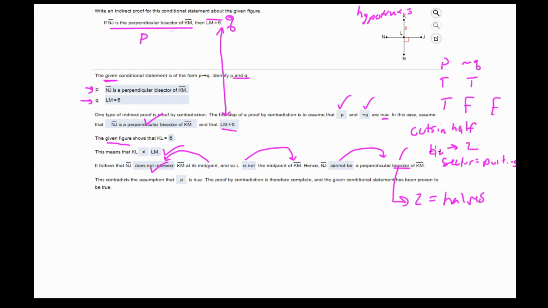And basically this whole proof is saying that if we cannot say that these are true, then this cannot be cutting it in the middle. It is the perpendicular interceptor, but it's not the bisector. This contradiction contradicts the assumption that P is true, NJ is the perpendicular bisector. The proof by contradiction is therefore complete, and the given conditional statement has proven to be true. So basically, this whole problem boils down to this. Boy, that takes a lot to undo all that.